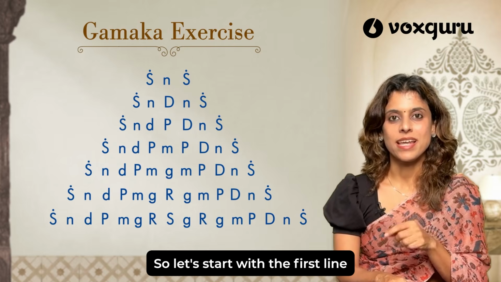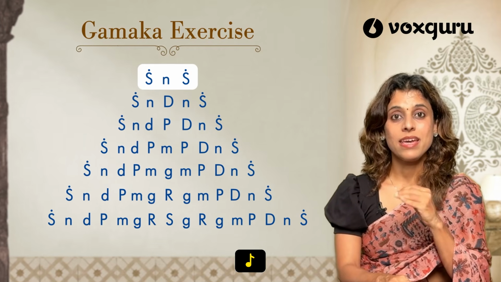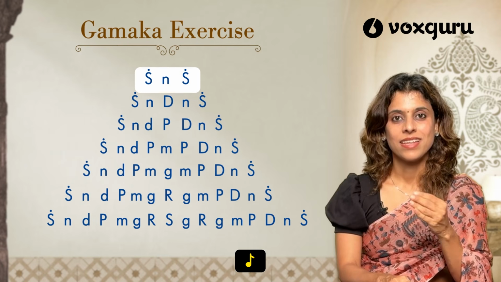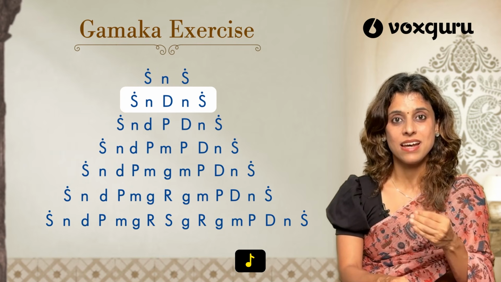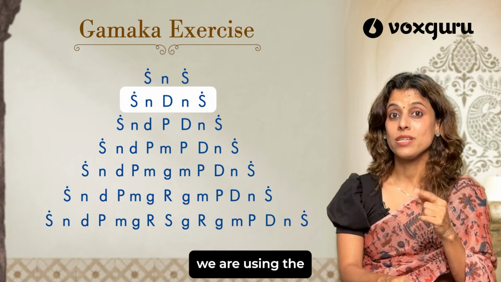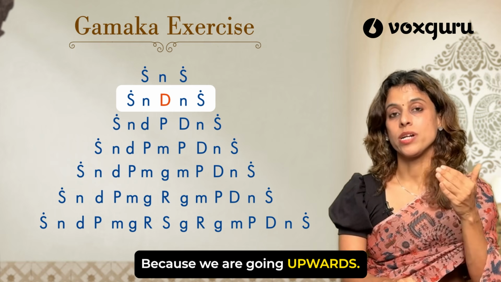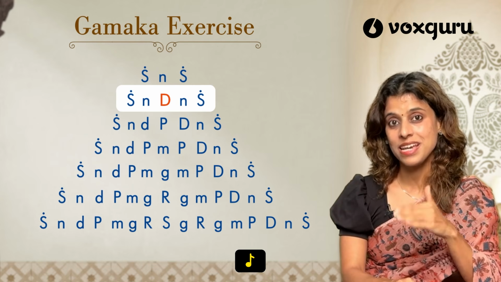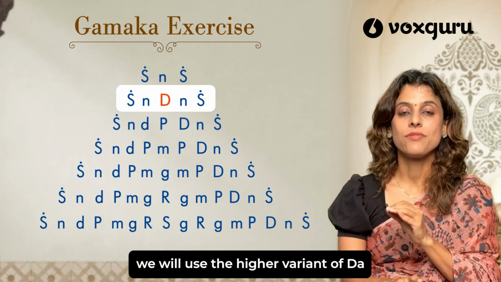So let's start with the first line. I'll sing it slowly so that you can follow the Gamakams. Sa, Ni, Sa. In the next line, Sa, Ni, Da, Ni, Sa. So here we are using the higher variant of Da, right? Because we are going upwards. We are singing Da, Ni, Sa. So since we are going towards the upper Sa, we will use the higher variant of Da.